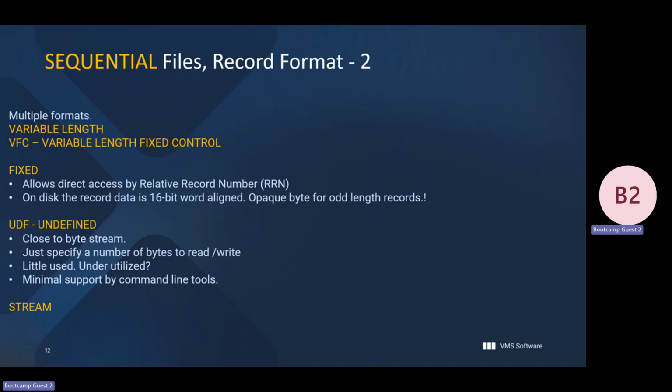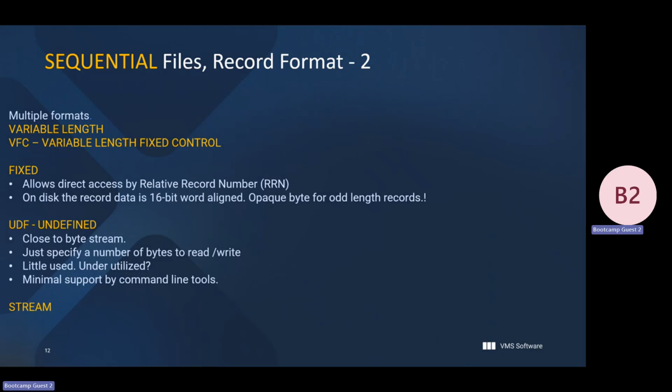Maybe it's underutilized because it's very close to the stream that you wanted to use anyway, but there's no locking notion to it or anything like that. Well, you can lock a byte. You lock your first byte you ask for, that's the lock. But if your neighbor locks the next byte over, you're still overlapping. So that don't work. It's very minimal support by command line tools. Some of them handle them, some of them don't.